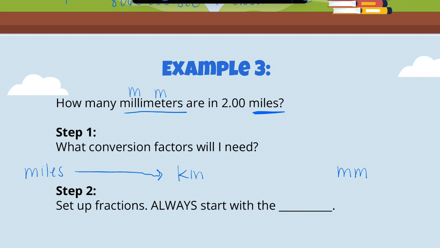And why that sticks out to me is because I already had miles. So I'm going to use that conversion. And that conversion is 1 mile equals 1.609 kilometers. And now that I'm in the metric system, I can convert to any other unit of length in the metric system. And there's someone who can help me.